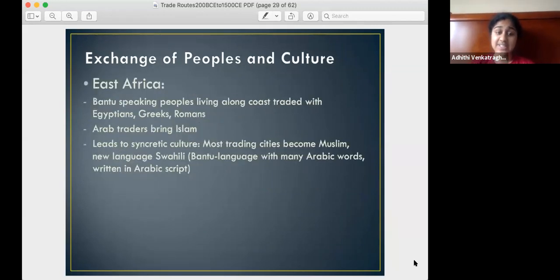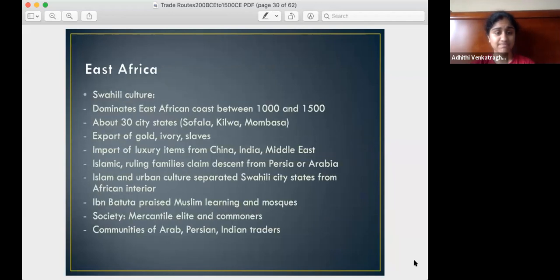This continued into East Africa as well, where Bantu-speaking peoples living along the coast traded with Egyptians, Greeks, and Romans. Arab traders brought Islam, and this leads to a syncretic culture, which means a mixing of cultures. So most trading cities became Muslim, and the new language became Swahili, which was a Bantu language with many Arabic words written in an Arabic script.